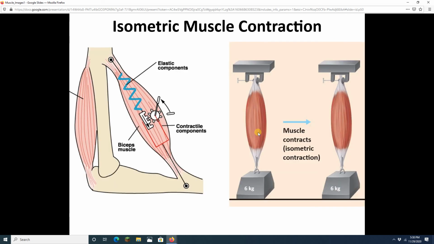Okay, one more to do. The isometric muscle contraction. This is where the muscle generates tension, but it doesn't change length. Notice we had get shorter, get longer, and now staying the same length. Isometric, same length. The muscle generates tension, but it doesn't shorten. So in this case, the 6 kilograms attached to the muscle is just too much for the muscle to move. So the muscle will generate tension. It'll pull on the elastic components, the connective tissue components, but the muscle length as a whole will not change.